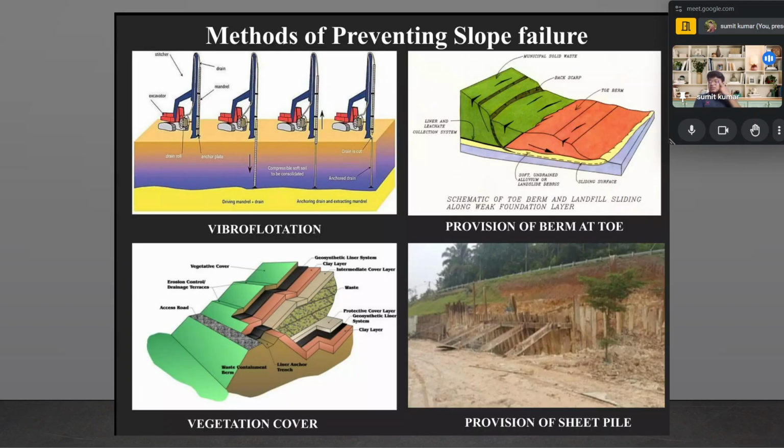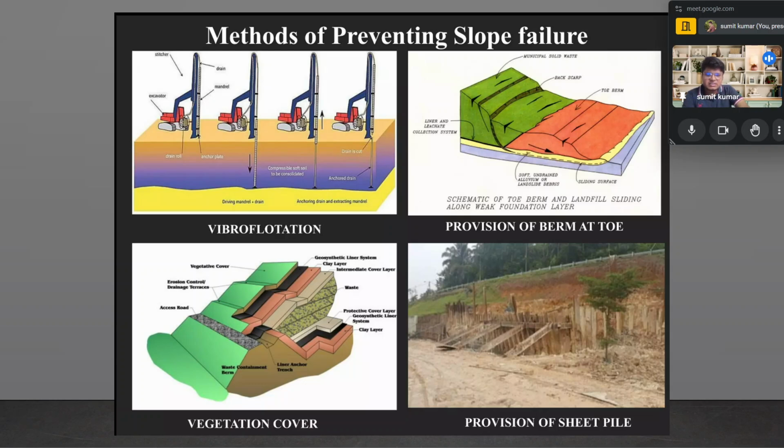Now, some of the methods which could be employed to prevent slope failure consist of the following. First one is vibroflotation. How? By implementing a specific section, we try to prevent the failure.